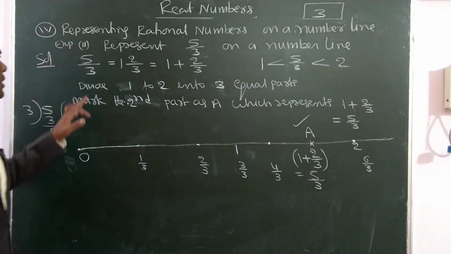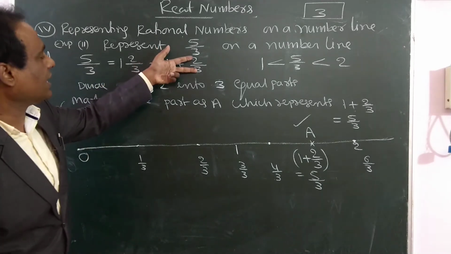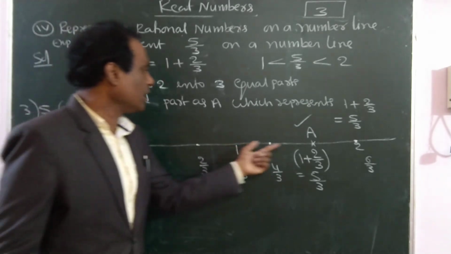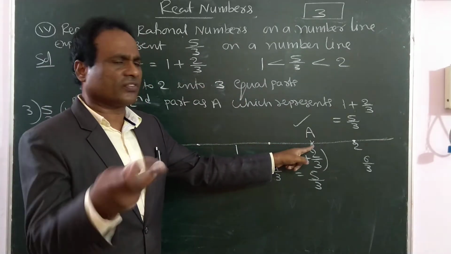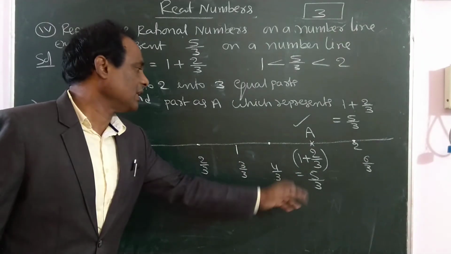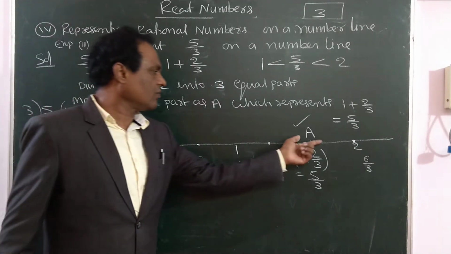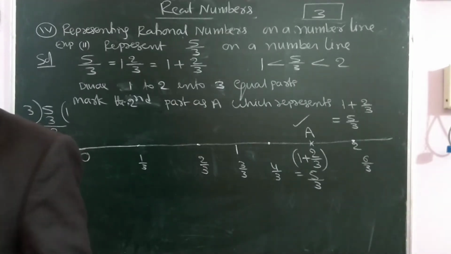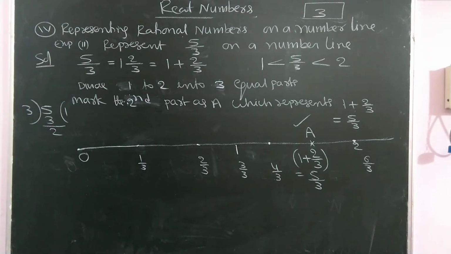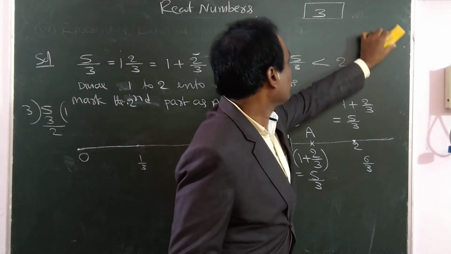So, how to represent it? First, 5 by 3 is divided as 1 plus 2 by 3. Only 2 by 3 we represent. 2 by 3 means denominator 3, so 3 parts, and take the second part. That is 2 by 3. But after 1, it means 1 plus 2 by 3, which is the required value 5 by 3. So write this down. No need of writing these two, only 5 by 3 is enough. So this is the way of expressing an improper fraction on the number line. I explained the improper fraction also.